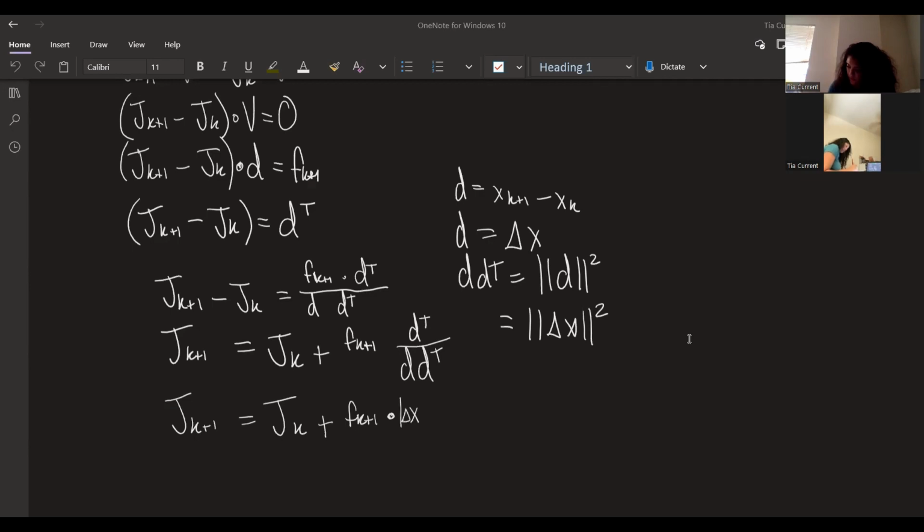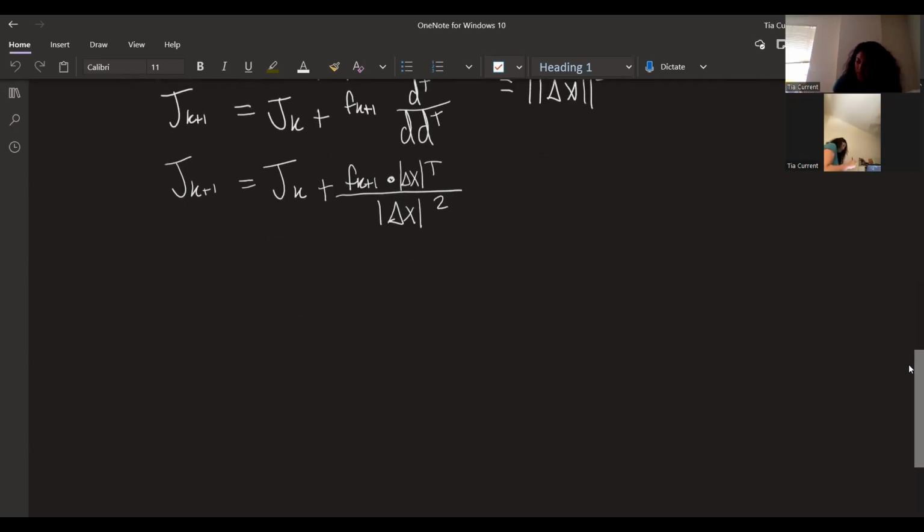Change in x transpose over, and then what do we have up here? This one is equal to the norm squared. I don't think I need the double absolute value signs, but almost done. This is going to be our main focus here.